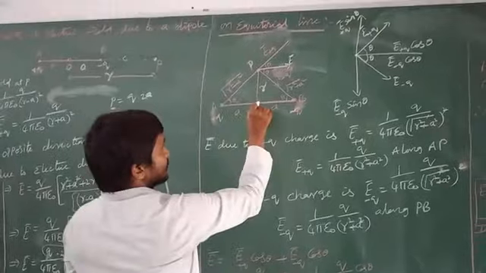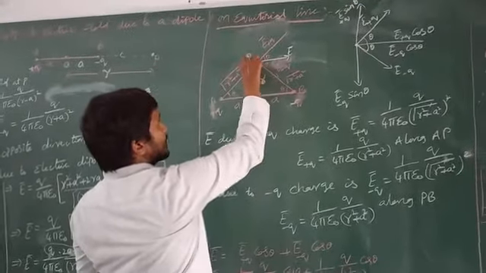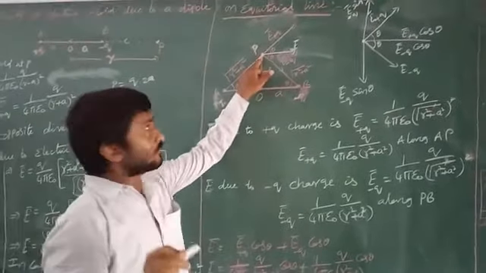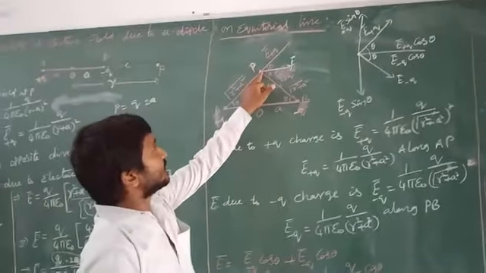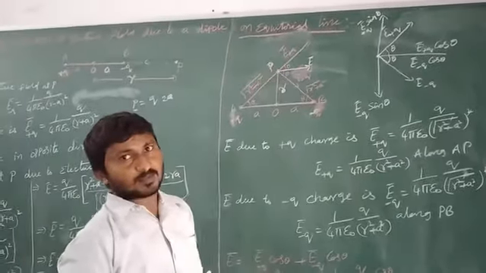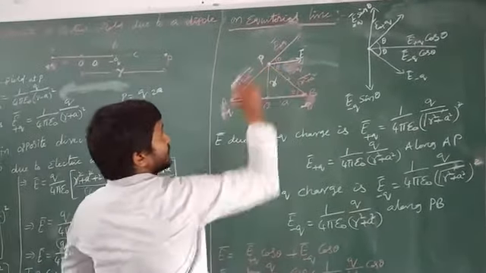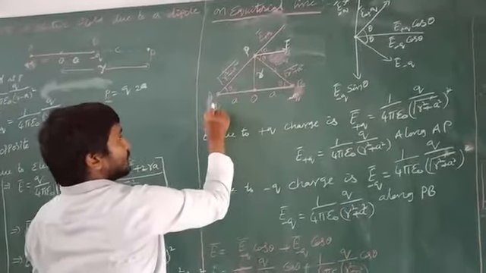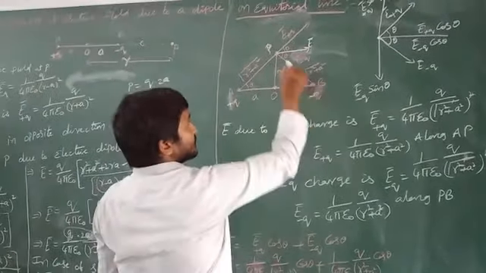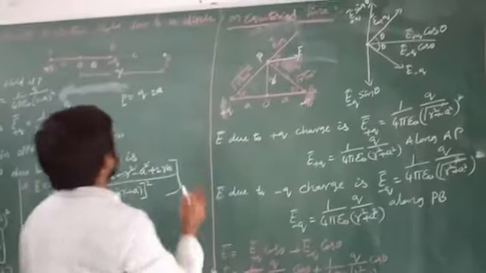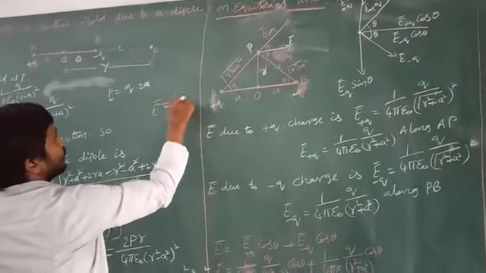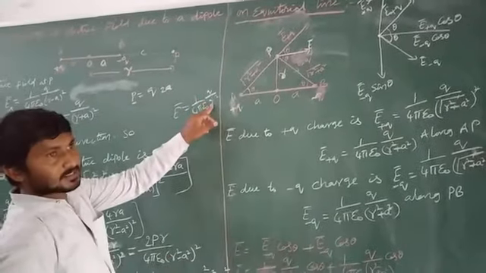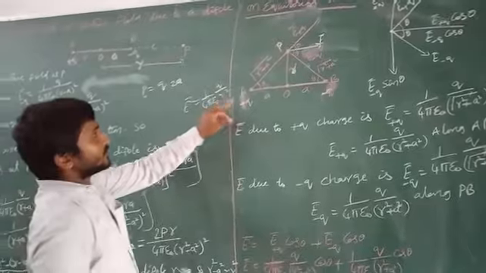The point P is taken on the equatorial line at distance r from the center of the dipole. Now we are going to find the intensity of electric field at the point P. At this point, there exists some intensity of electric field due to the plus q charge and the minus q charge. The expression for intensity of electric field is E bar equal to 1 by 4 pi epsilon naught q by r squared, where r is the distance of the point from the charge.